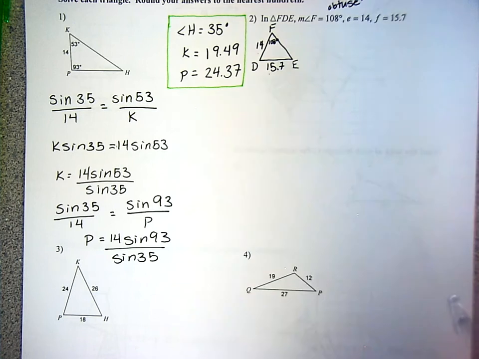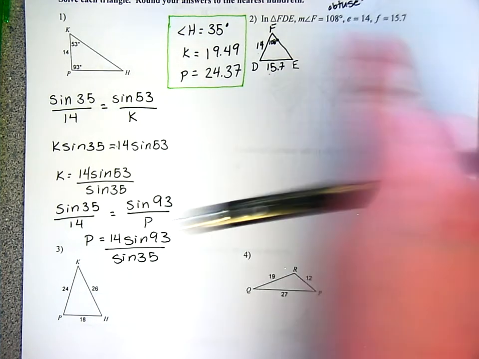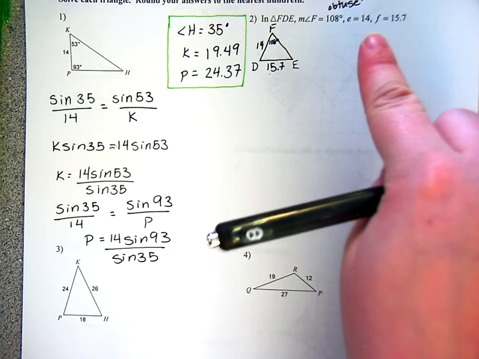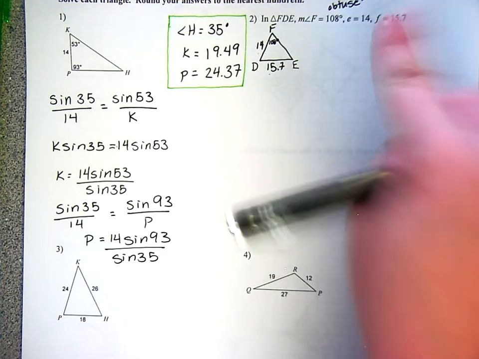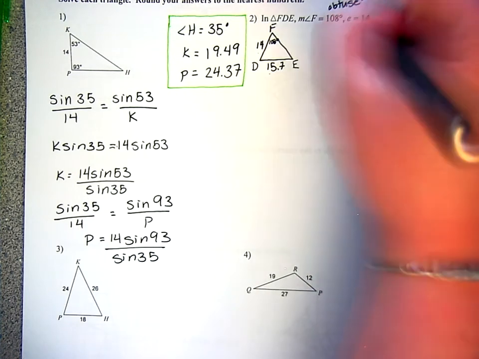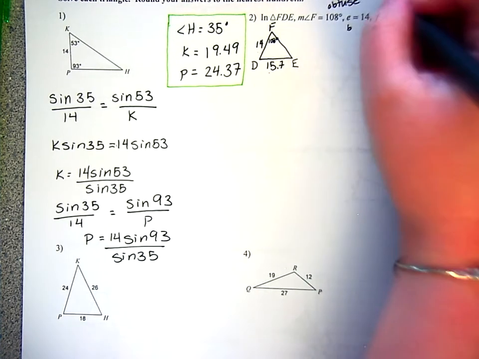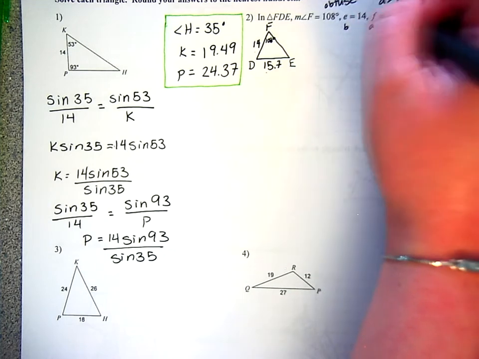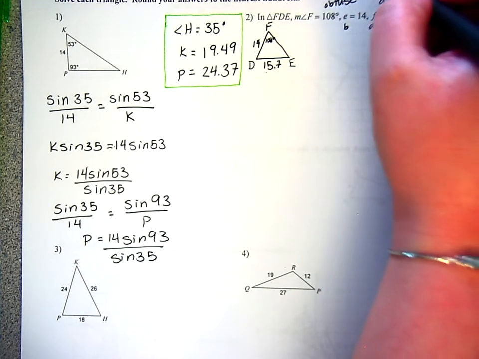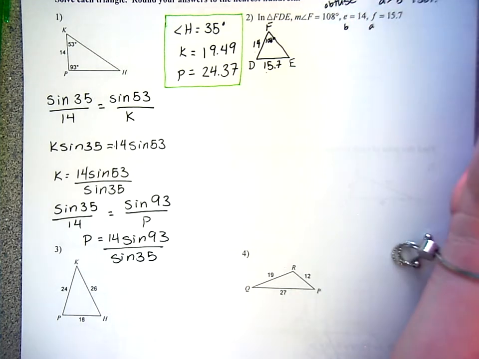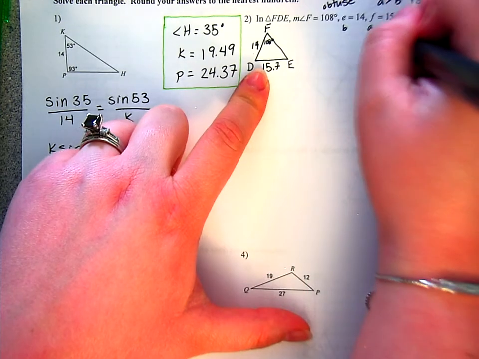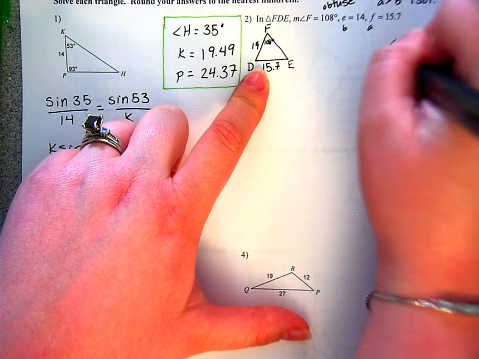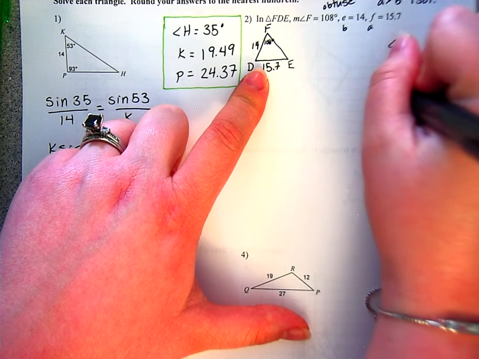F is my pair, and my pair is always A. So in this case, even though it's labeled F, we're looking at A and little a. So this is A, this is B. Since A is greater than B, 15.7 is greater than 14, we have one solution. So we're looking to solve this triangle. We need to find angle D, angle E, and side D.